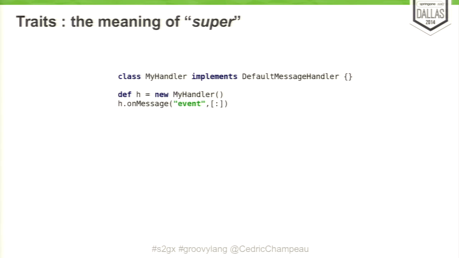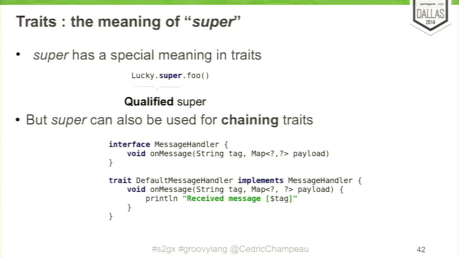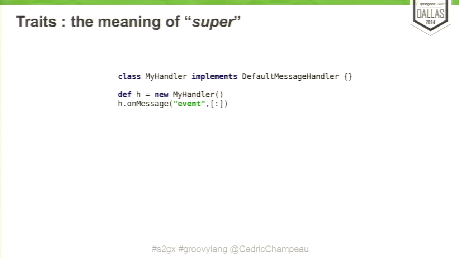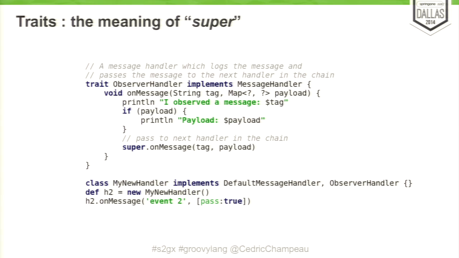Now I can have a class, my handler, that implements that. And then I have the default behavior from the trait. So it will actually call that method, received message event. Okay, interesting. But now what I'm doing is an observer handler. And what does it do? Actually, I'm observing a message. I can print payload, whatever. But I'm doing this, super.onMessage, tag payload. Interesting. What does it do?